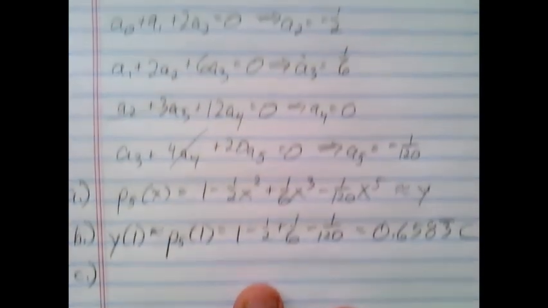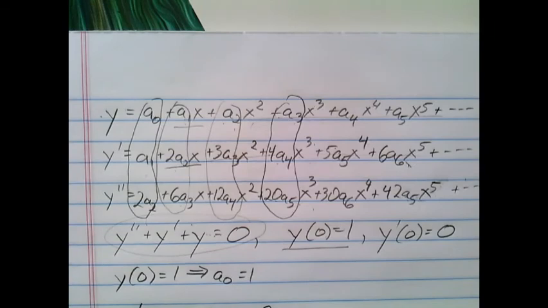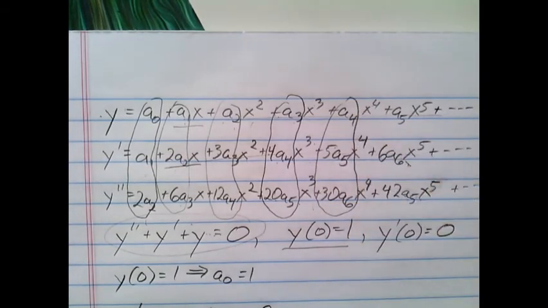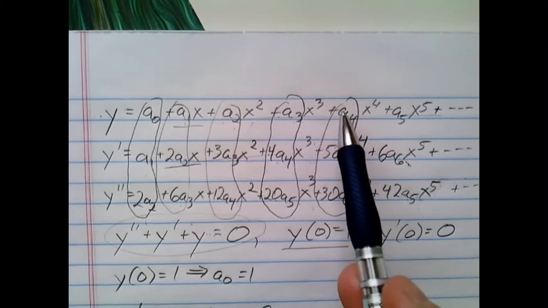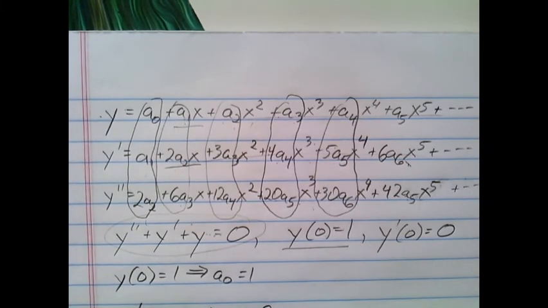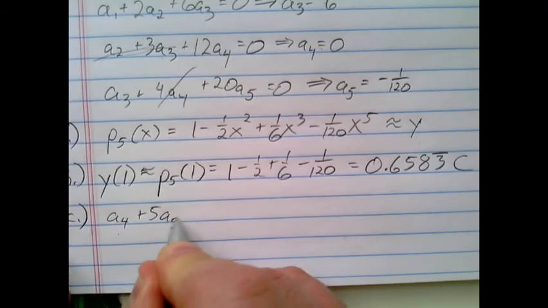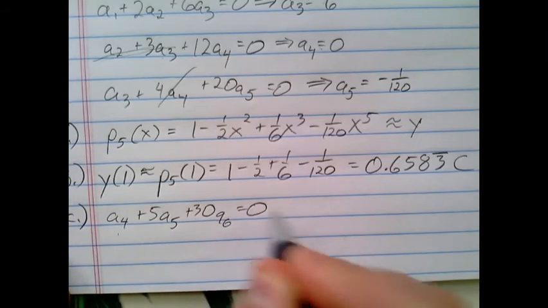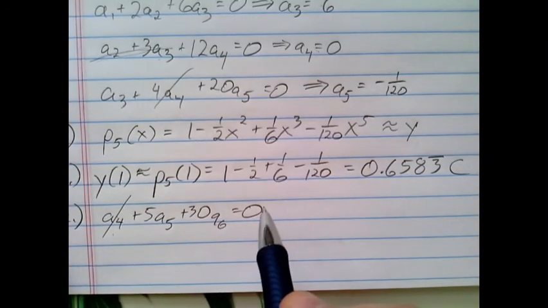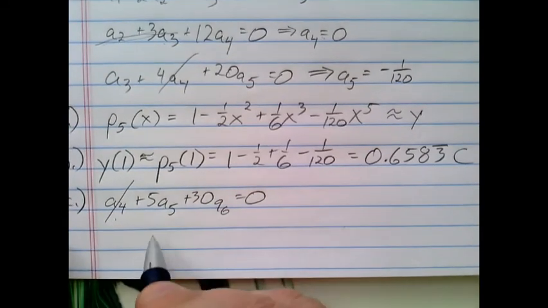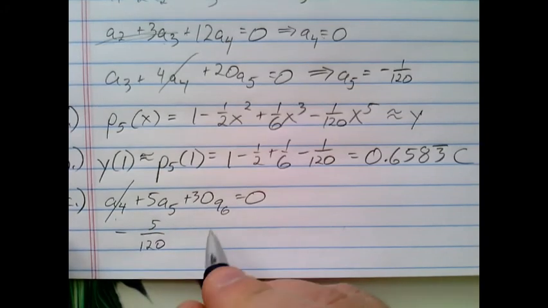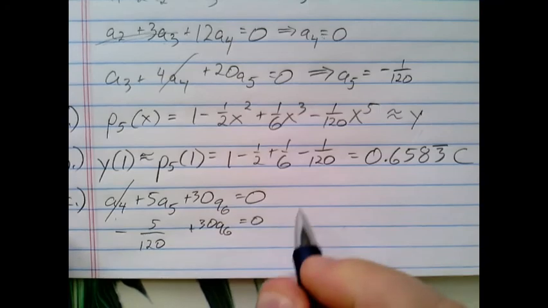To get that next term, I'm going to have to come all the way back up here and solve one more equation so that I can see what a sub 6 is. Okay, a sub 6 will give me my next term. Alright, so it looks like a sub 4 plus 5a sub 5 plus 30a sub 6, all of that got to equal 0. Now remember, a sub 4 is 0, and there's a sub 5. So 5 times a sub 5, and remember a sub 5 is negative, so negative 5 over 120 plus 30 a sub 6 equals 0.